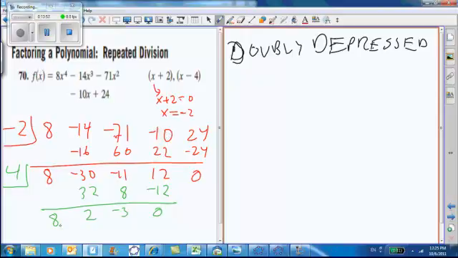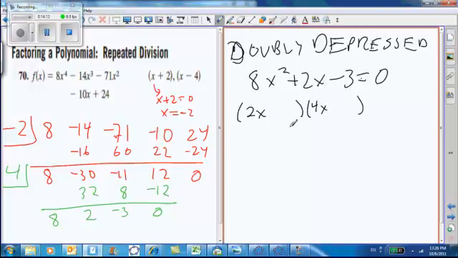Doubly depressed, we're down to 8x squared plus 2x minus 3 equals 0. I wonder if that factors. Let's try a few things. How about 2x and 4x, and then put the 3 somewhere? 12, yeah, minus 1. 12x minus 2x is, no, 12x minus 2x is 10x, though. That did not work at all. The other way.